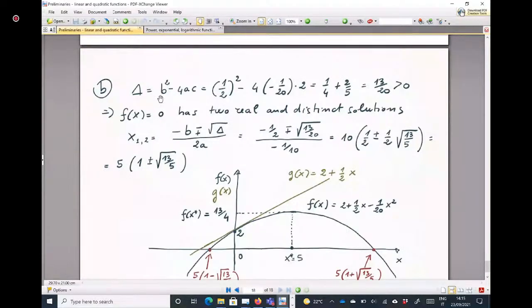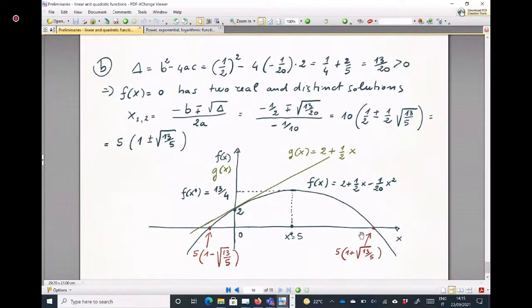Okay, the discriminant is delta, capital delta equal to 13 over 20. It is strictly positive. We will have two different intersections with the x-axis. We can compute the intersections by applying the formula. So this exercise is just a summary of what we need about the parabola. Okay. You can compute this by this formula. You obtain two values, usually written in this way with the plus minus here. So it's 5 times 1 plus minus square root of 13 over 5.